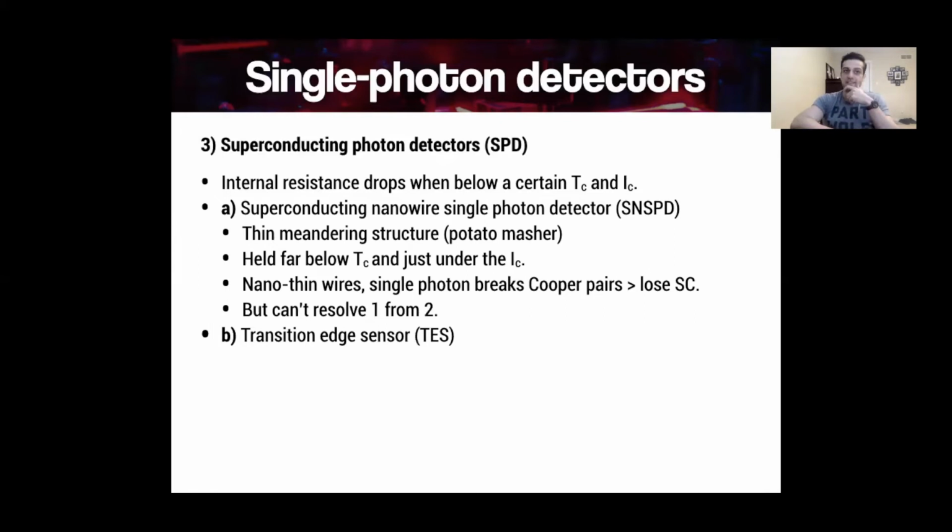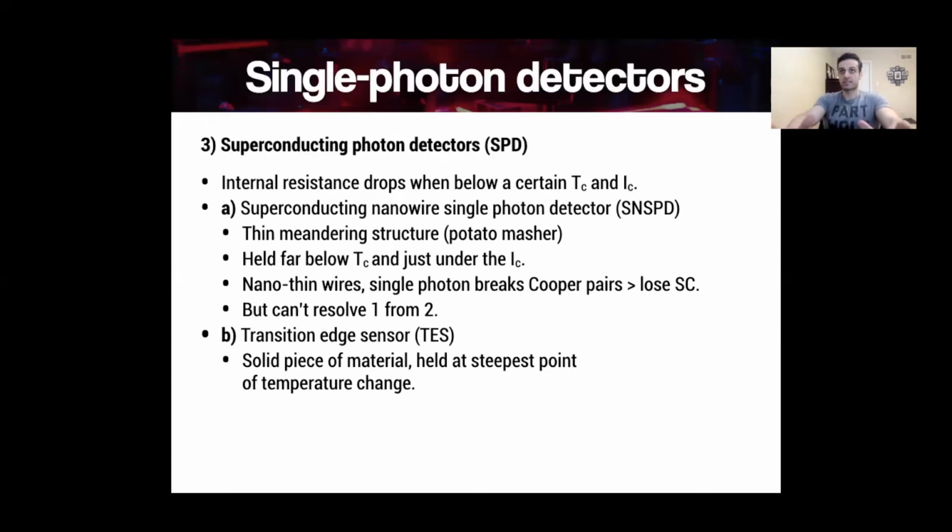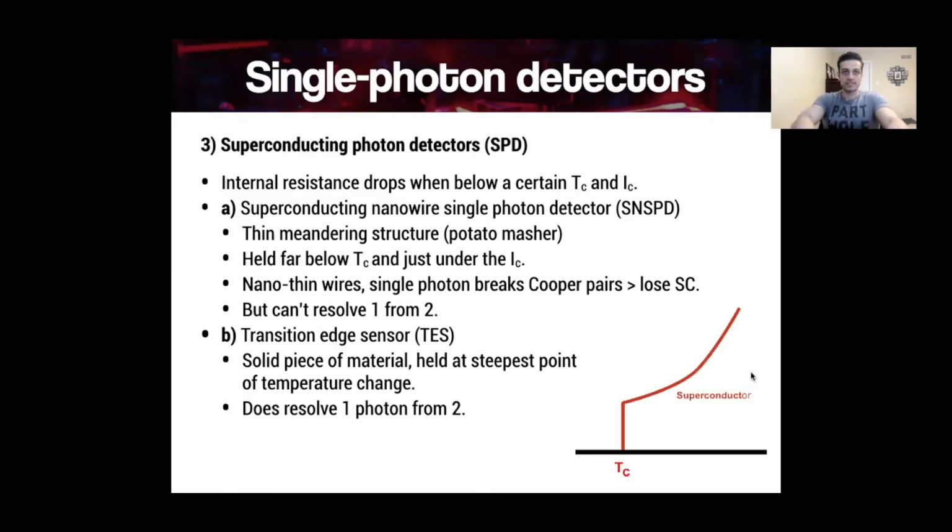Another technology, known as transition edge sensors, takes a solid piece of superconducting material. So this isn't some thin meandering structure. They hold it, I think I have a picture for this, at the steepest point of temperature change. You have your superconductor and its internal resistance depicted as decaying as a function of temperature, and then it suddenly drops. This isn't a perfectly straight down line; it's close, but maybe it's like an 89-degree angle or something. And the superconductor is held at the point of its steepest descent.